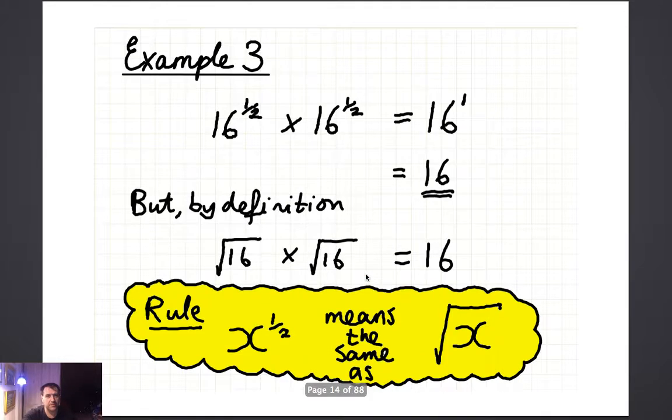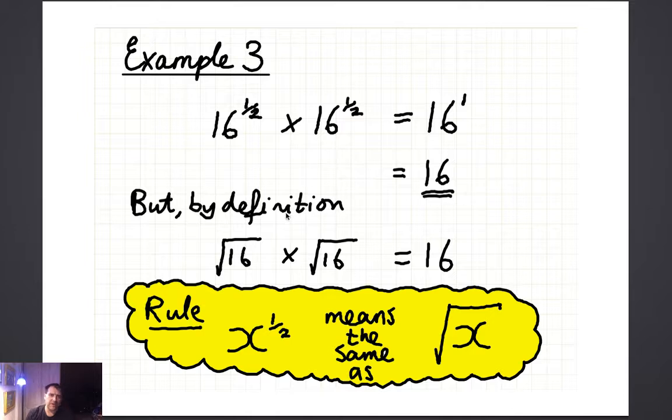Now here's another example showing a different rule. I've got 16 to the power of a half multiplied by 16 to the power of a half. Now, from our previous rule about multiplying powers of the same thing, that should be 16 to the power of 1, because a half plus a half makes 1. So 16 to the power of a half times 16 to the power of a half makes 16 to the power of 1. And of course that just means 16 on its own. So 16 to the power of a half times 16 to the power of a half is 16.